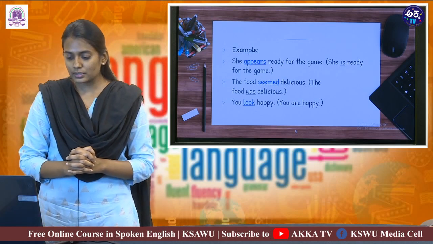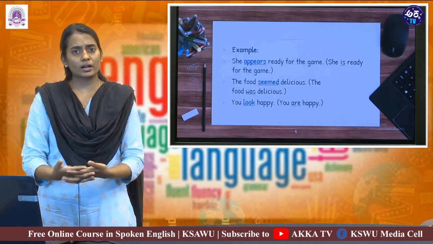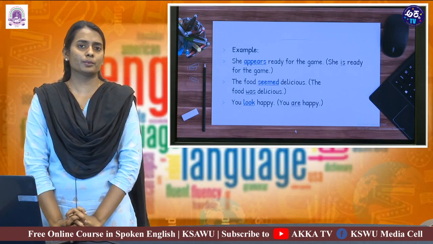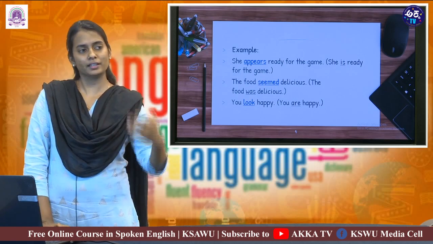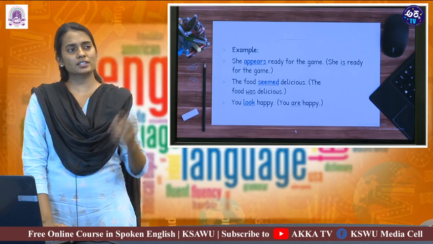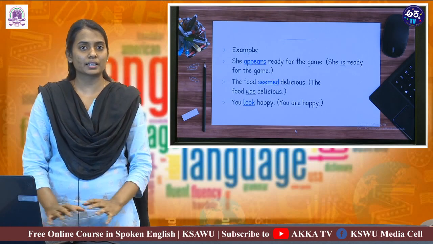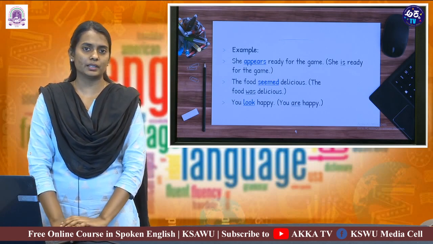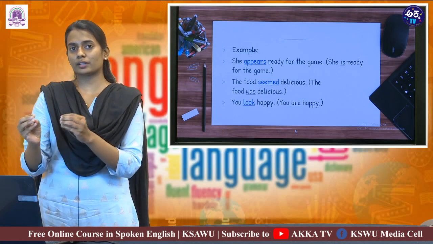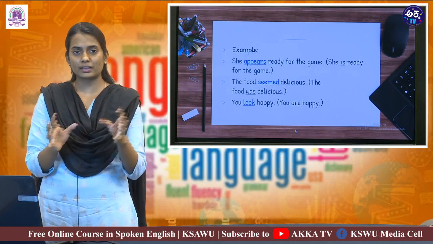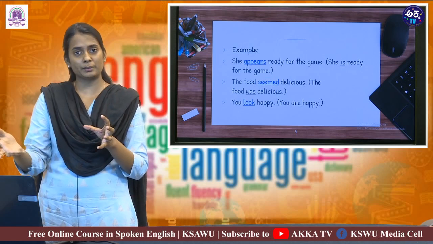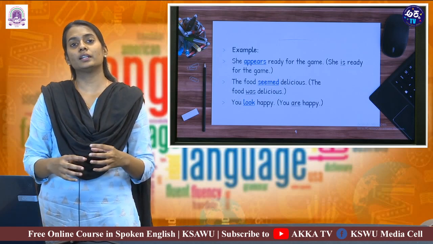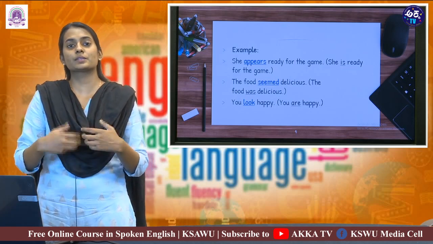Another one is: you look happy. Saying "you are happy" is no problem, but "you look happy" means that by seeing you, just at a glance, we can tell how happy you are. So, you look happy. Hope you now know what these linking verbs are. We are linking the subject and the complement, and telling what it is, expressing it a little.